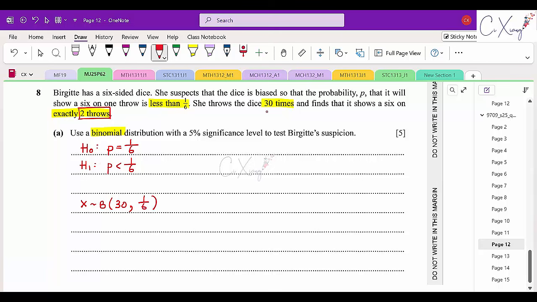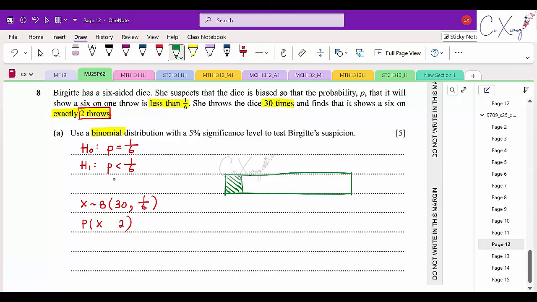Okay, and to carry out the test, she throws the dice for 30 times, and what's the observed value that she gets? She gets 2 throws of a 6. Therefore, the 2 here will be actually our observed value to help us calculate the p-value to carry out the test. The p-value means the probability. Okay, when I'm having x equals to 2, exactly 2 throws, I cannot find out x equals to 2, because to calculate the probability, all our rejection area should be on the left hand side or either the right hand side of the graph. When we are having p smaller than 1/6, that means our rejection region will be on the left hand side.